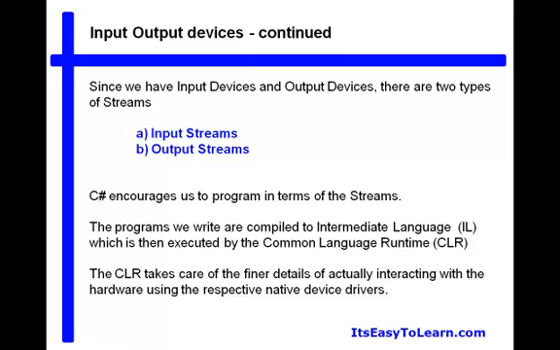Since we have input or output devices, we have input streams and output streams. C# always encourages us to program in terms of streams. The programs we write are compiled to intermediate language, which is then executed with a common language runtime. This common language runtime takes care of the fine details of actually interacting with the hardware using the respective native device drivers. We interact with the streams, and the CLR internally interacts with the device drivers and gives us the required input-output functionality in our programs.